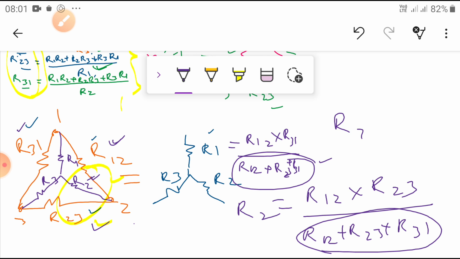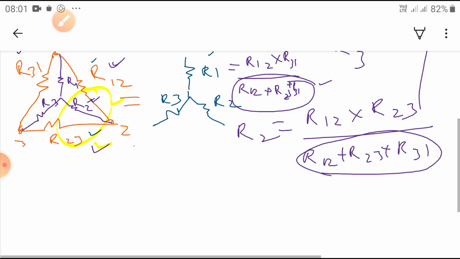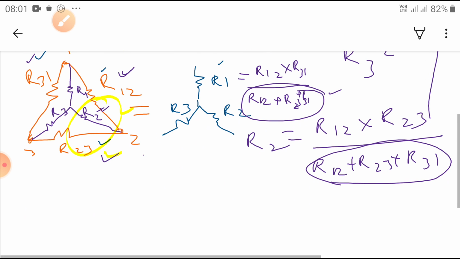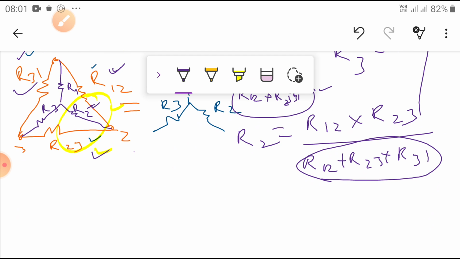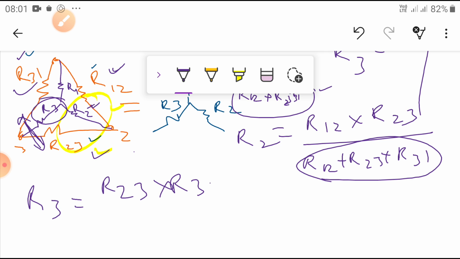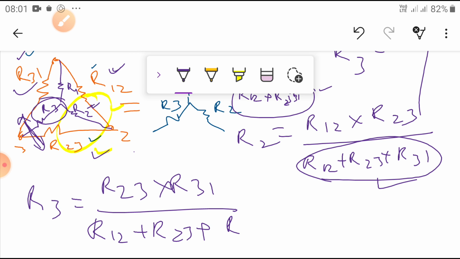R3 value is equal to, what is R3 here? So write it in the bottom. Here write the R3 value. So this is the value we are going to find. R3 is equal to, what are the adjacent values? These here are the adjacent values: R23 into R31 divided by the total values. The same values you write: R12 plus R23 plus R31. These are the formulas you are going to learn.